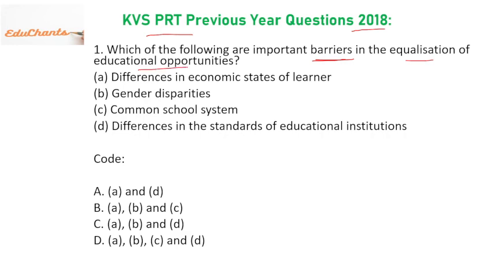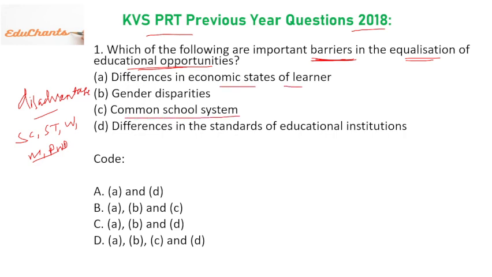educational opportunities. Now, for whom we provide equalization? To the disadvantaged group. There are certain disadvantaged group or deprived group. Example, SCs, STs, women, minorities, person with disabilities, they are called as disadvantaged group. Now, we want them to get educational opportunities equally. That is why we have to eradicate all the barriers of education. So, you have to now select which of the following are important barriers. Differences in economic states of learner, one barrier. Gender disparity, another barrier. Differences in the standard of educational institution, another barrier. But common school system is not a barrier.